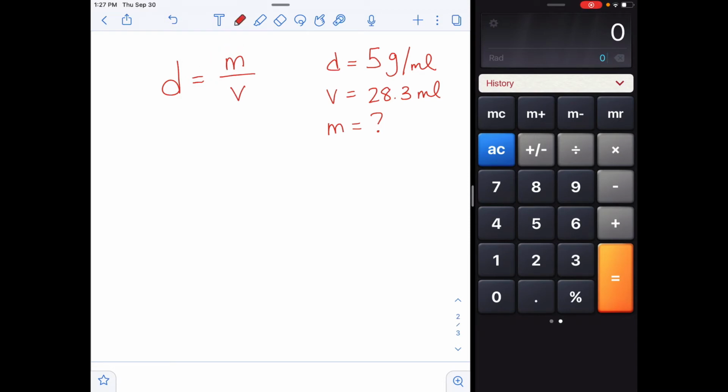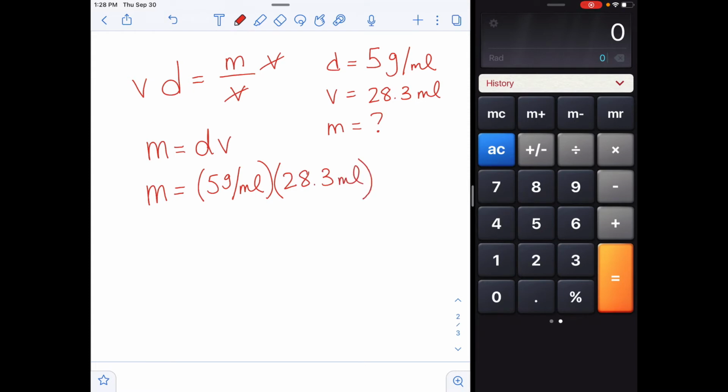So step number 1 is going to be to multiply both sides of the equation by V. That way V is off the bottom and V has ended up over here. I can rewrite that as mass equals density times volume. That's because I can switch things around. Now, mass equals 5 grams per milliliter times a volume of 28.3 milliliters.